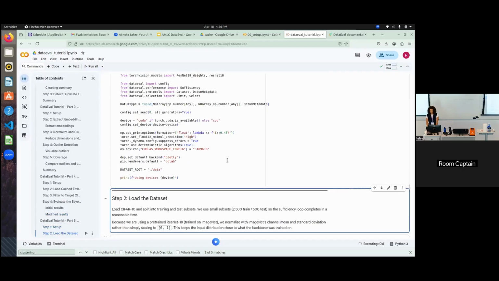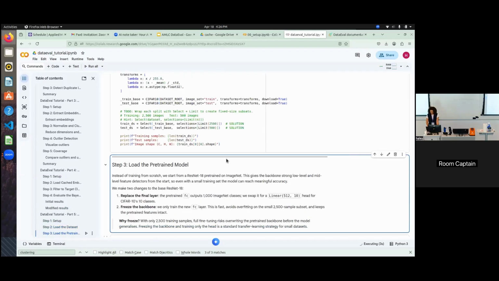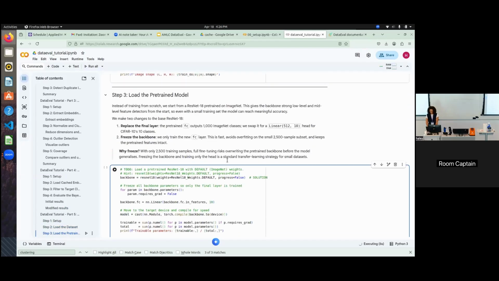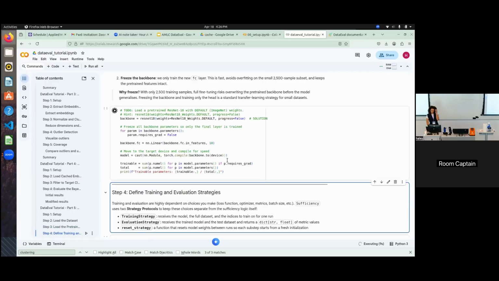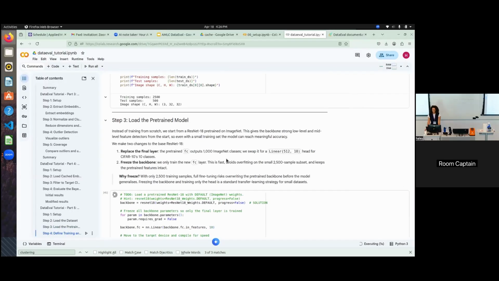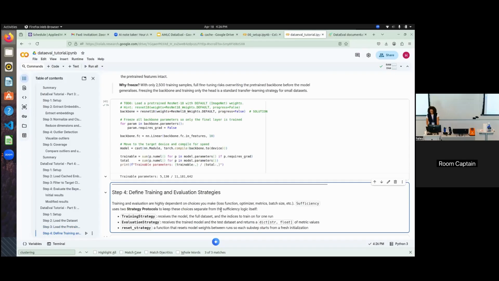Just going through our setup, loading the dataset, and then I'm loading the pre-trained model. So I can go back a little bit. We're going to be using that ResNet-18 pre-trained on the ImageNet data, using this as the backbone, and then swapping out the last layer so that we only train on that last layer for these 10 classes. Right, so running that.